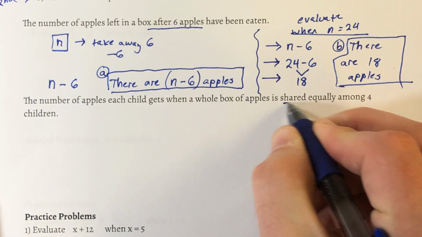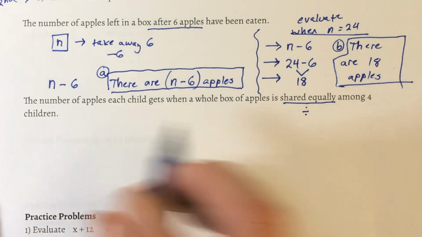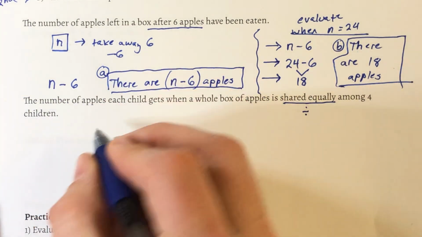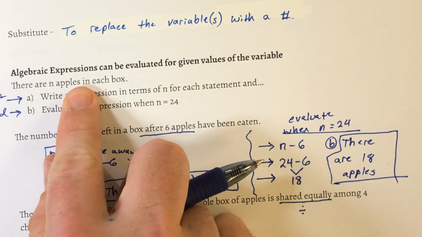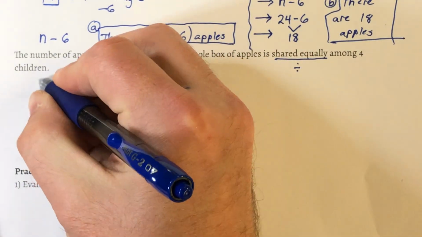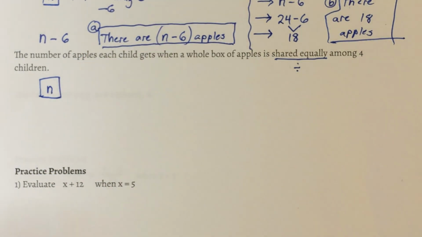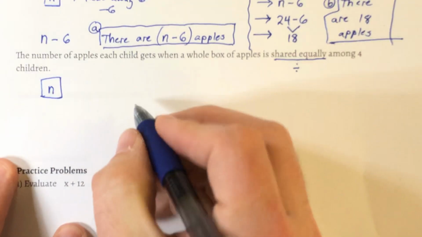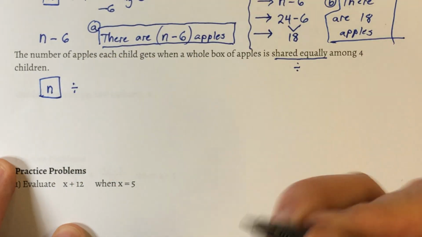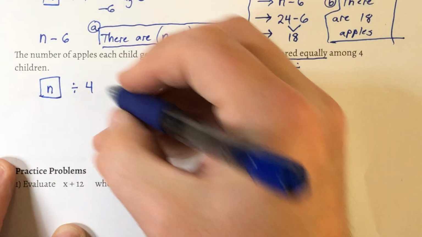Well, sharing equally means you're going to divide, and we're going to think, how many apples do I start with? Well, in our story, there are n apples in each box. So I have a whole box of apples. It has n apples in it, meaning we don't know how many. We'll just have to accept that. We're going to share them, meaning we're going to split them, divide them, cut them up between 4 children. So we're going to divide by 4.